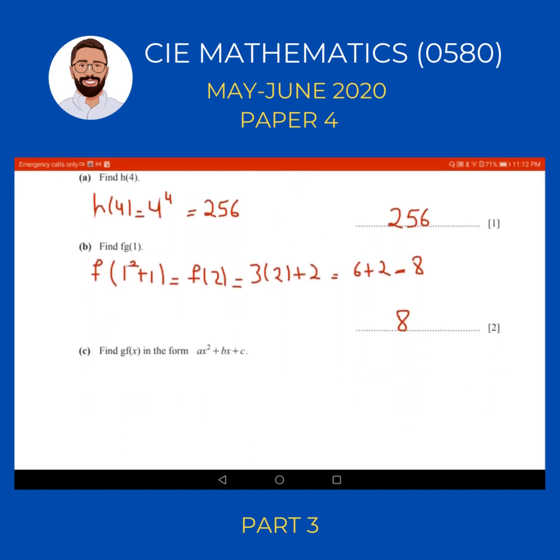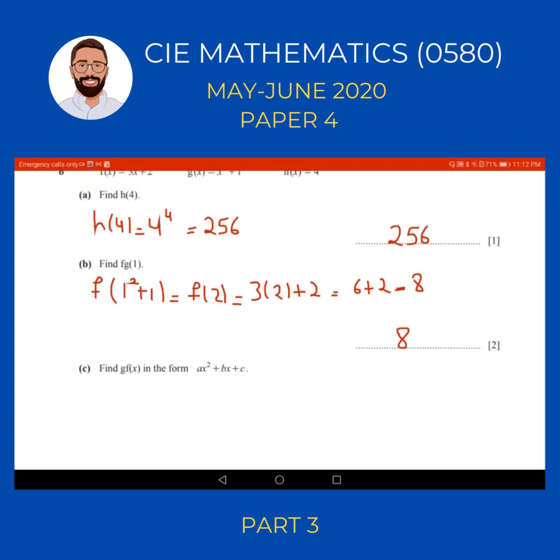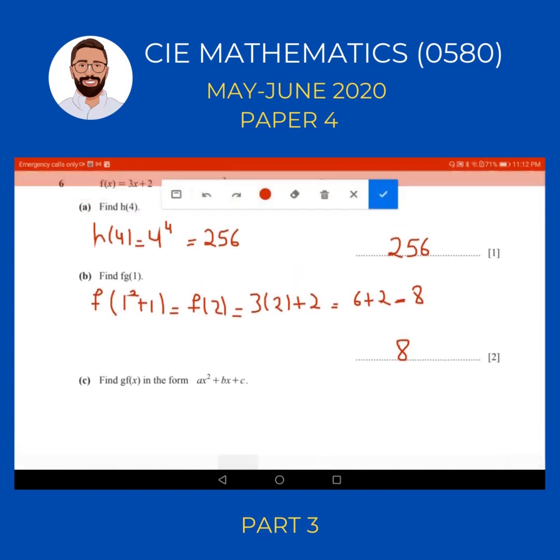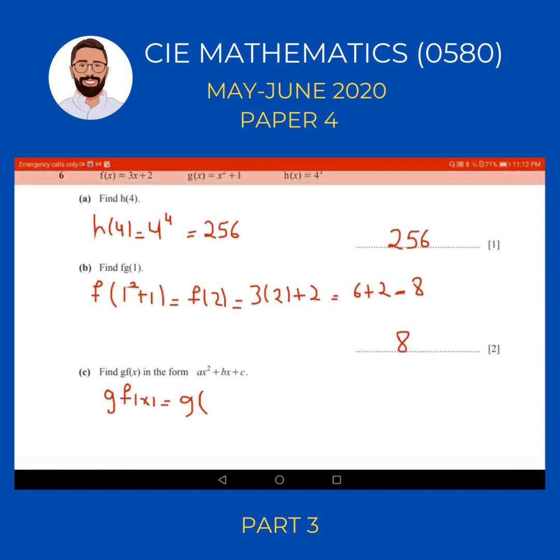Now, in part C, we need to find the composite function gf of x in the form ax squared plus bx plus c. Now, gf of x is g of the function f of x, which is 3x plus 2.